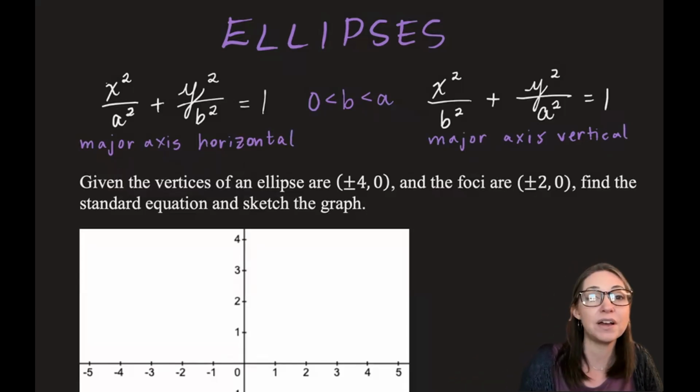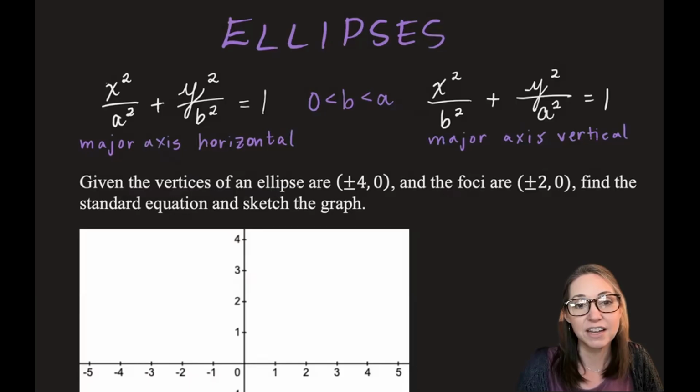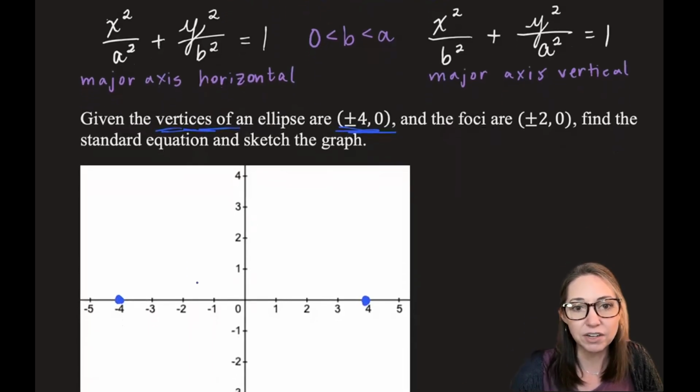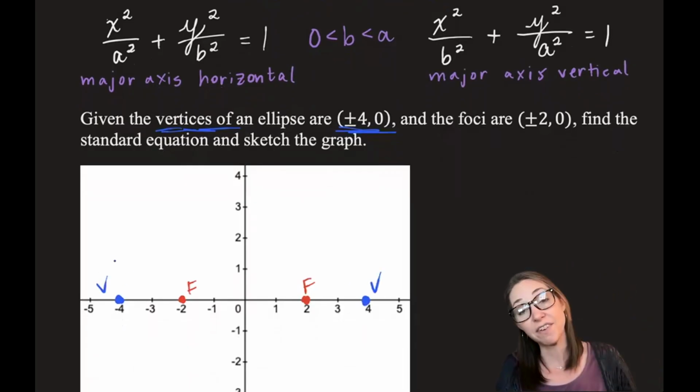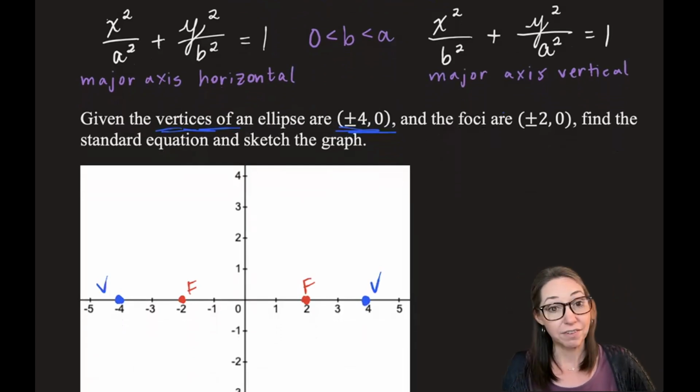But what we can do is just plot the vertices, which are given, right? The vertices of the ellipse are at plus or minus 4, comma 0. So that's over here at 4, 0 and negative 4, 0. And the foci are given at plus or minus 2, comma 0. There's a focus. Let's put F for focus, F for focus, V for vertex, V for vertex, right? And so we are not given the value of b. We'll have to find that.